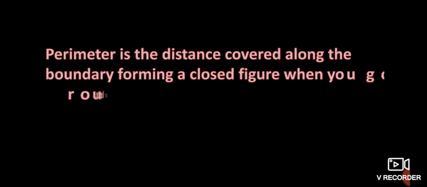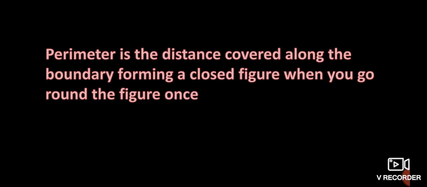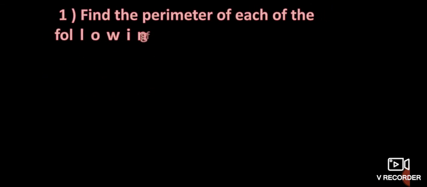Okay. Next, another one. Perimeter is the distance covered along the boundary forming a closed figure when you go round the figure once. This is one definition of perimeter. Perimeter is the distance covered along the boundary forming a closed figure when you go round the figure once. Next, we have to study the questions in connection with the perimeter.